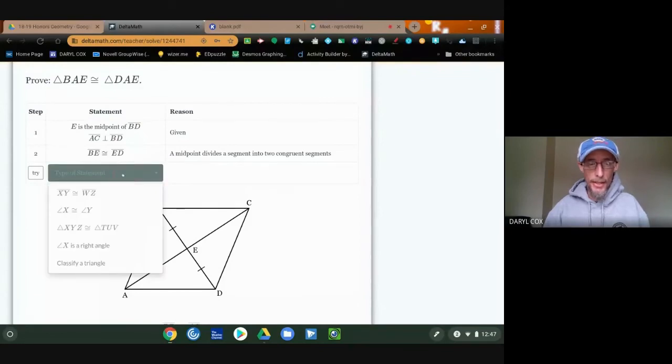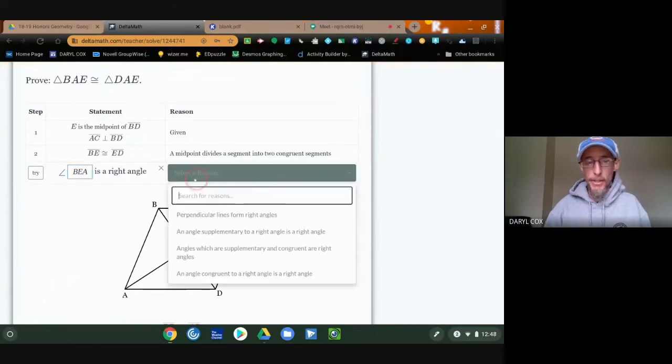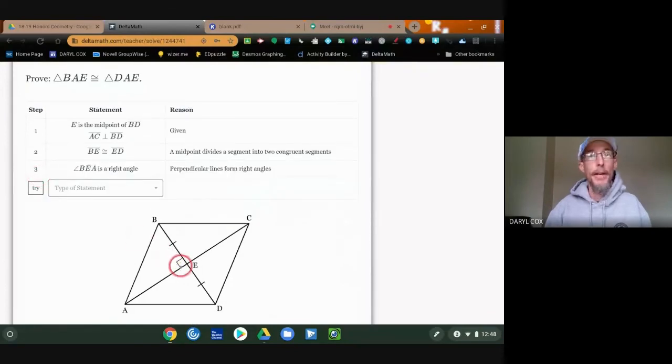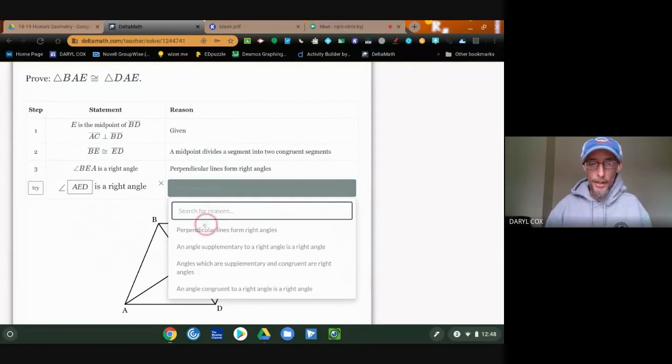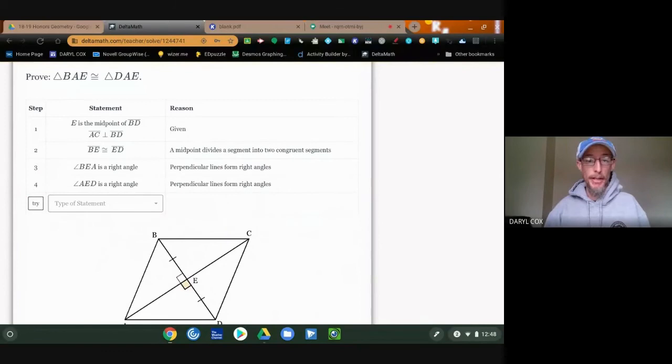Let's now classify my right angle. So angle BEA is a right angle. Select my reason: perpendicular lines form right angles. Now that's only one of the right angles. I hit try, and it puts a little right angle mark. Now I've got to get the other one. Another right angle. When we were writing this out, we could do this in one step, but we can't do it in one step here. Again, perpendicular lines form right angles, give them my try. Now I've got my 2 right angles.